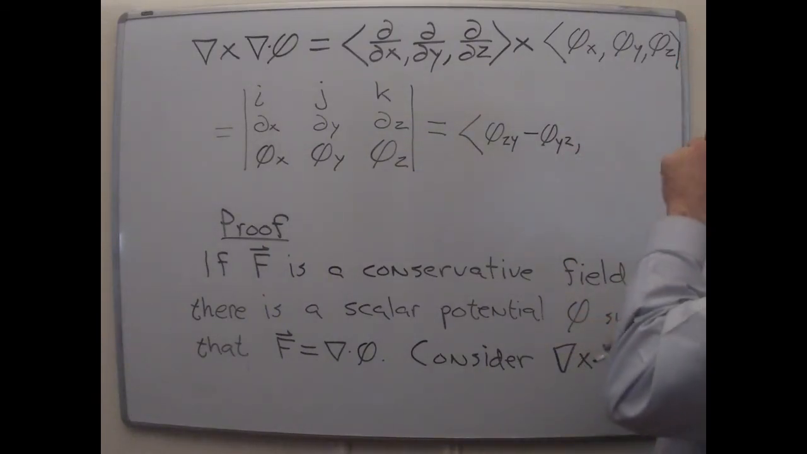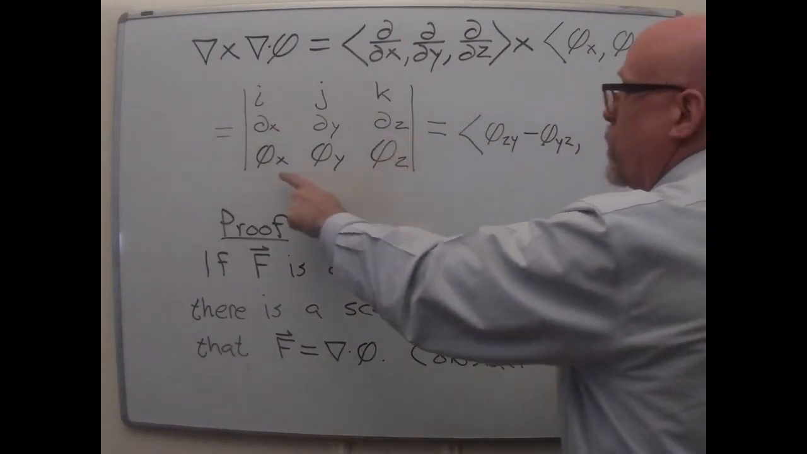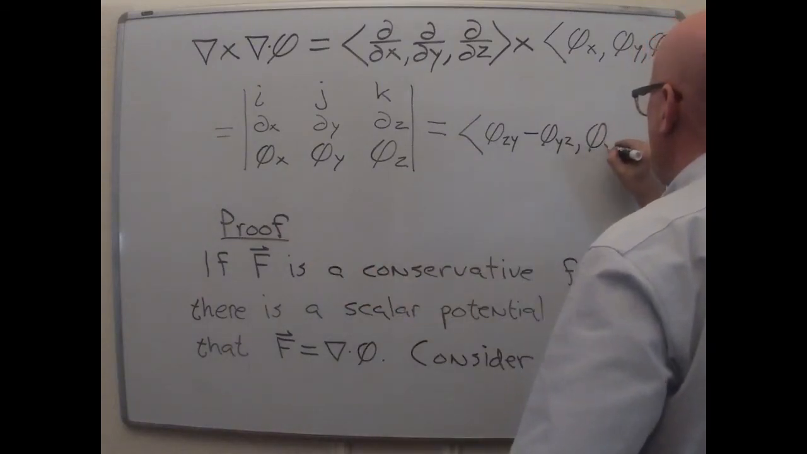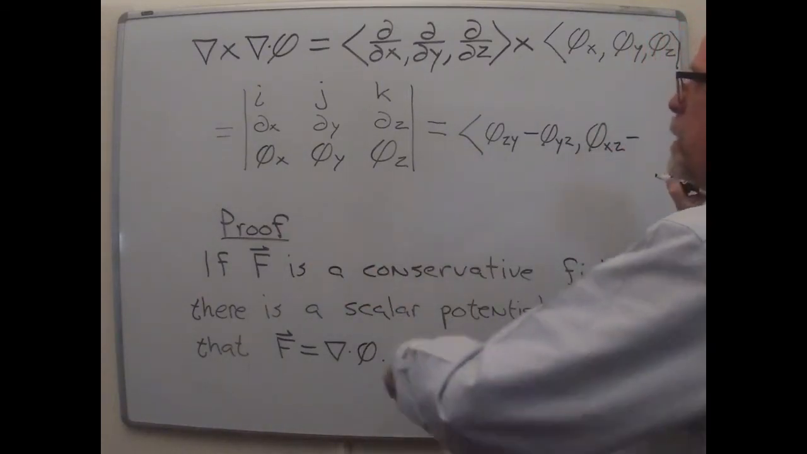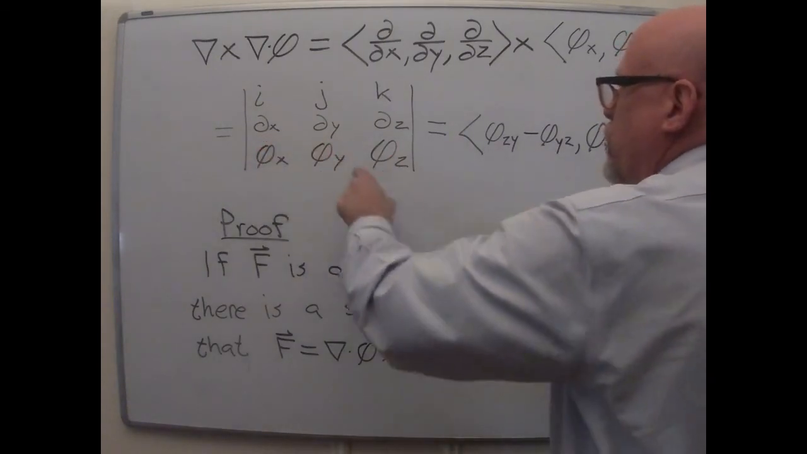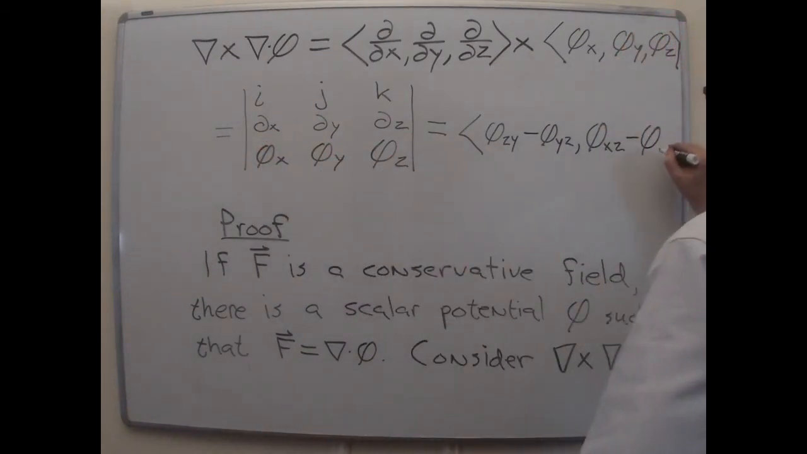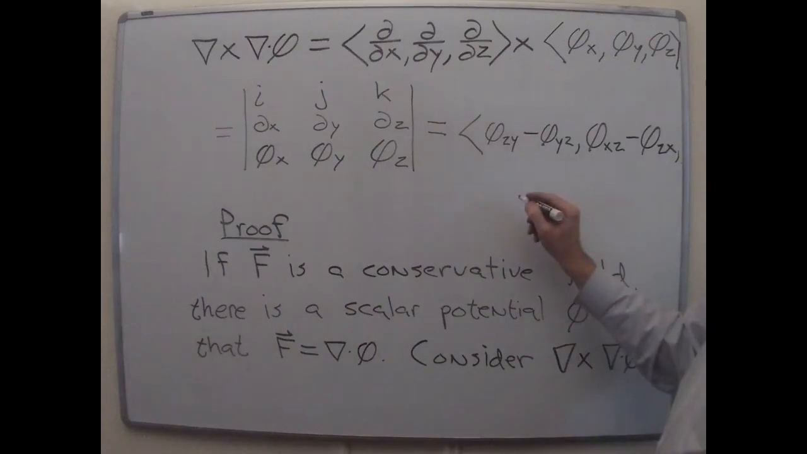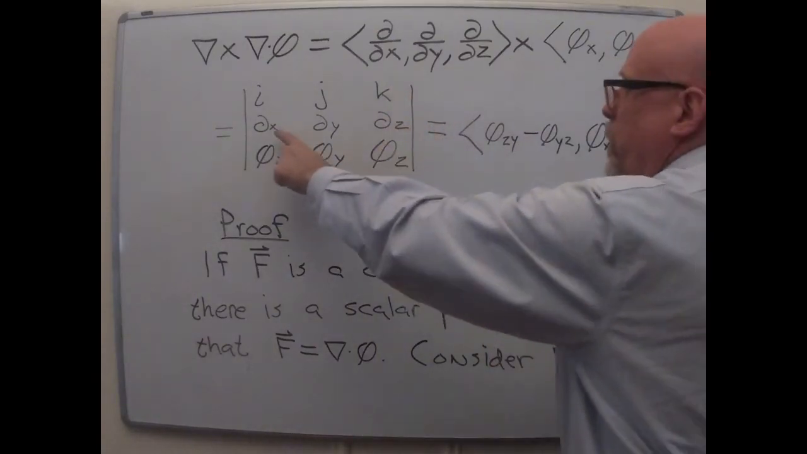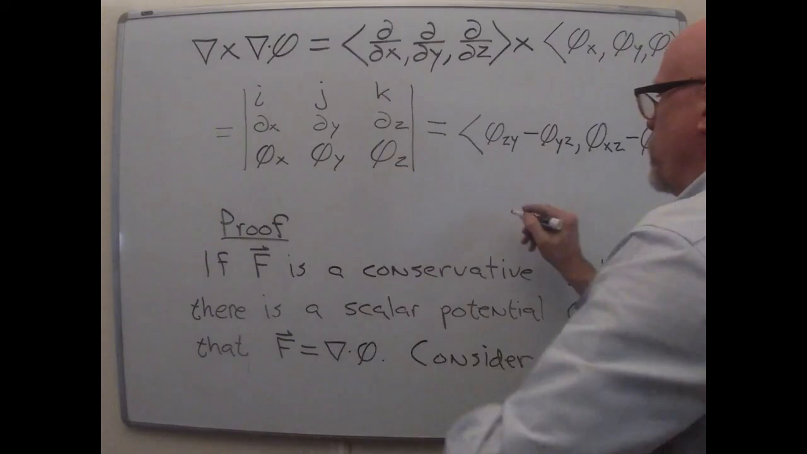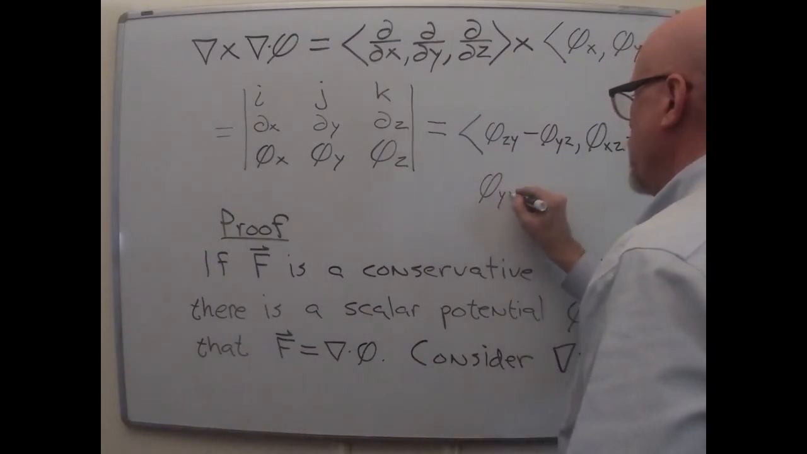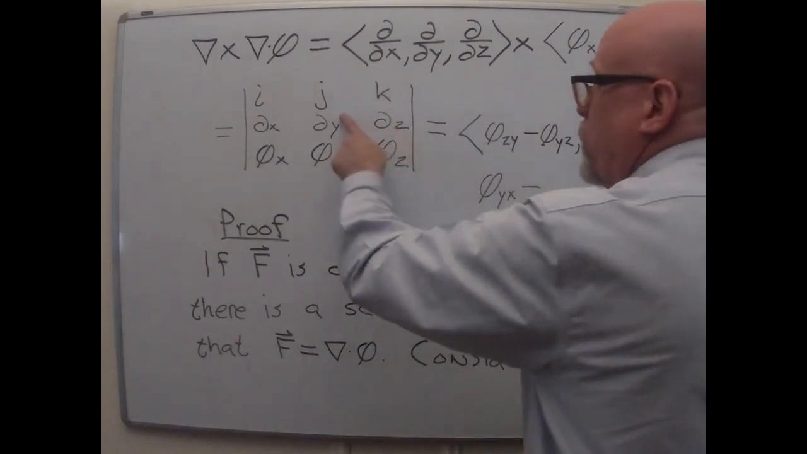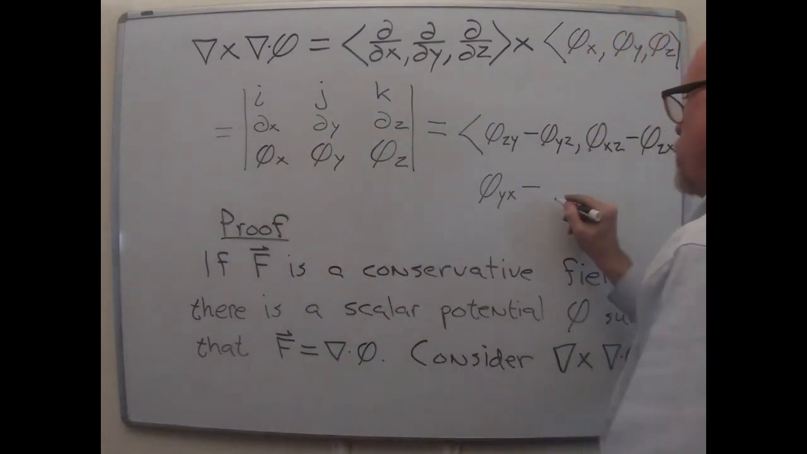In the y slot, you were going to get the z partial of phi sub x, that's phi sub xz, minus, what's the other one? The x partial of phi sub z, that's phi sub zx. And I don't have room for it in the line, so we'll finish it off here. When we do the k component, we get the partial with respect to x of phi sub y, so phi sub yx, and then subtracting, we'll get the partial with respect to y of phi sub x. That's phi sub xy.